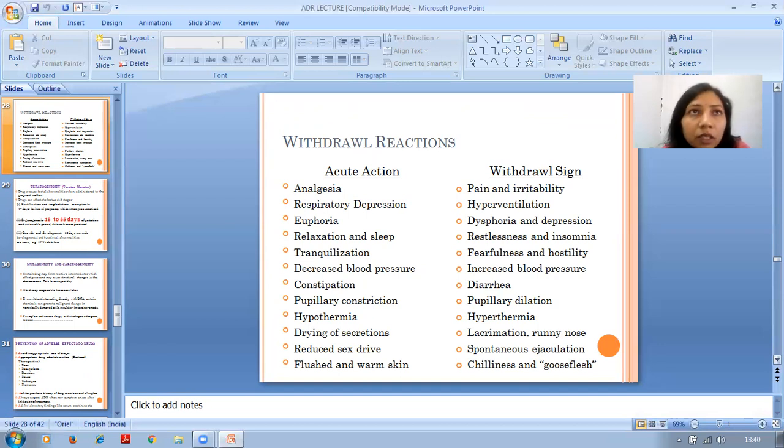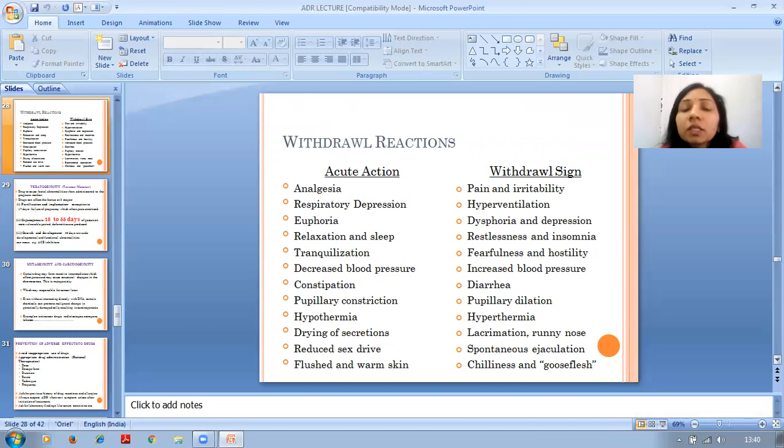So when a patient takes opioids, the acute actions are analgesia, euphoria, relaxation, sleep, decreased blood pressure, constipation, pupillary constriction, and hypothermia. These are the acute actions or the effects of the opioid. And when the patient takes it continuously, these types of effects are seen.